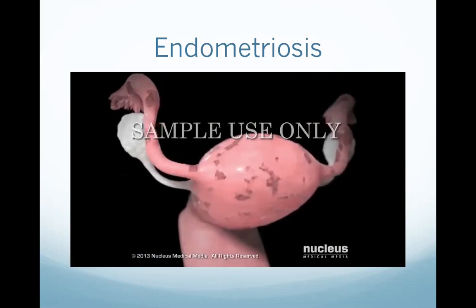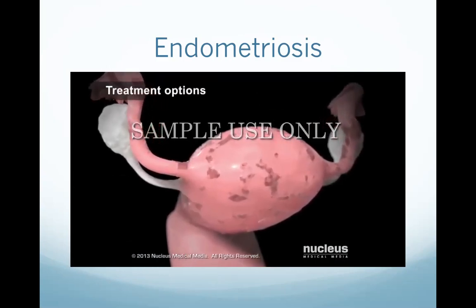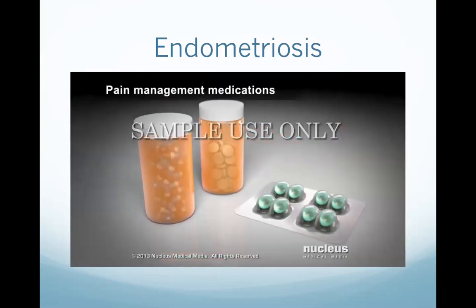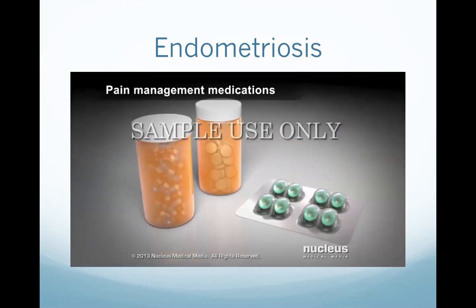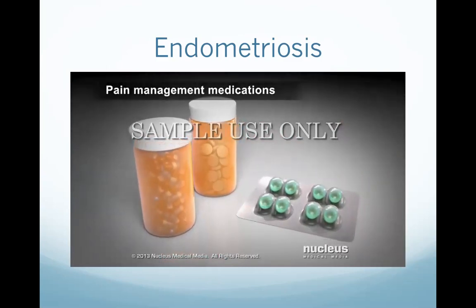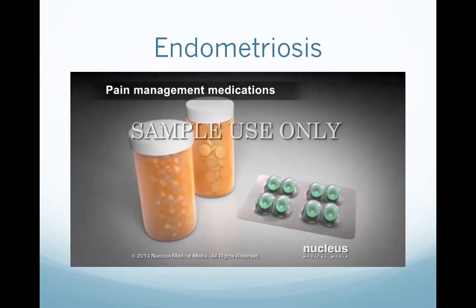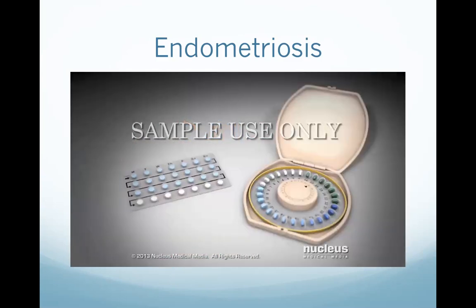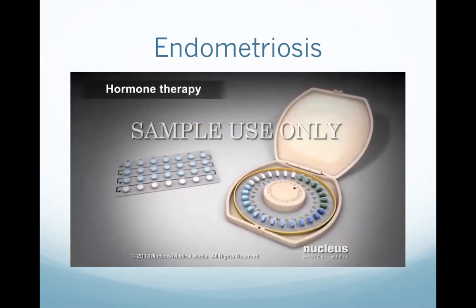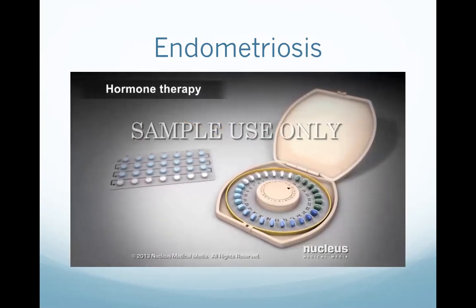Your doctor may recommend treatment options from the following categories: pain management medications, such as aspirin, acetaminophen, or non-steroidal anti-inflammatory drugs, also known as NSAIDs, provide relief from pain. Hormone therapy, such as birth control pills, can prevent monthly endometrial buildup and bleeding.